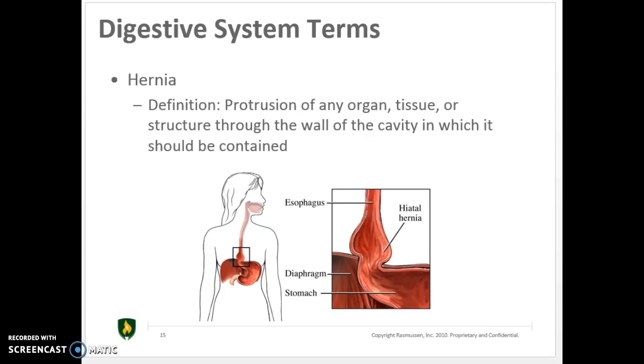A hernia is when one organ protrudes through a space where it shouldn't be. There's many different types of hernias in the gastrointestinal system. The one that's pictured here, though, is the esophagus and the stomach. In this case, the stomach is actually pushing up through the diaphragm where the esophagus is. So the stomach is going where the esophagus should be, and that is the hernia.